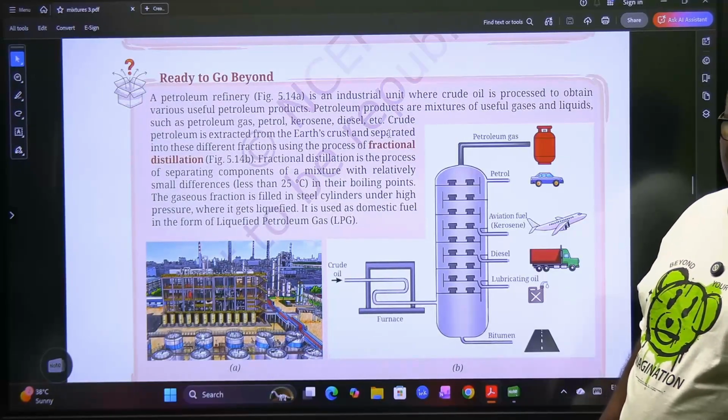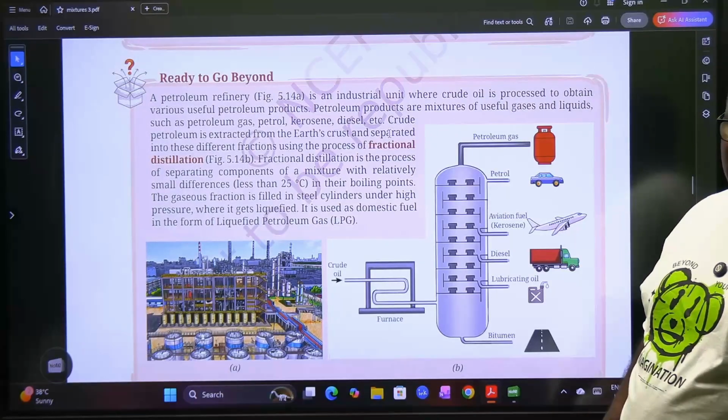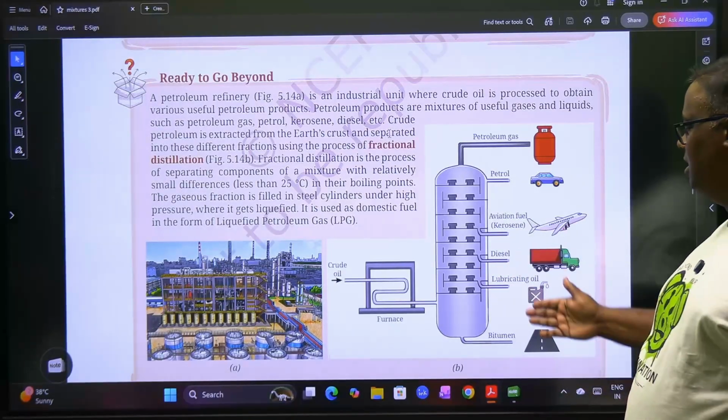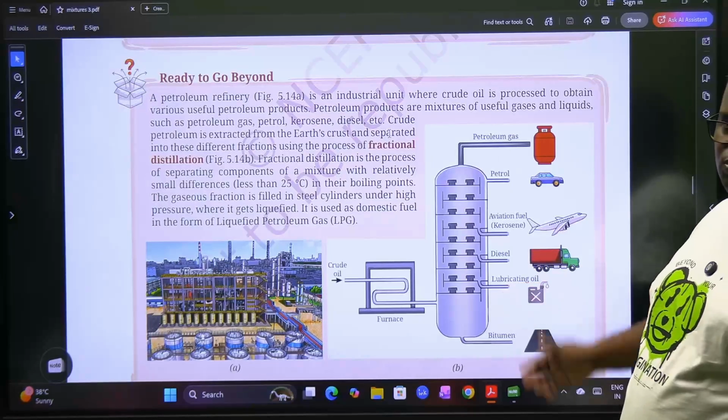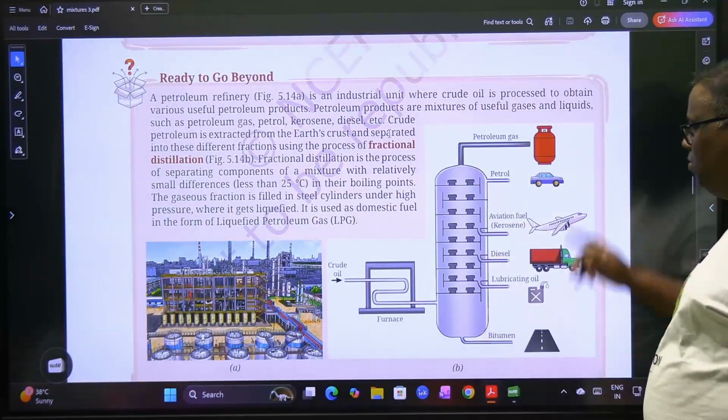In fact, I don't know whether you have faced this: when an aircraft is refueled and you are inside the aircraft, you cannot sit for some time. The smell is very bad. Then diesel, lubricating oil, the ones we use for engine oil, and at last bitumen is left, which you make for roads. So you should know how it goes.